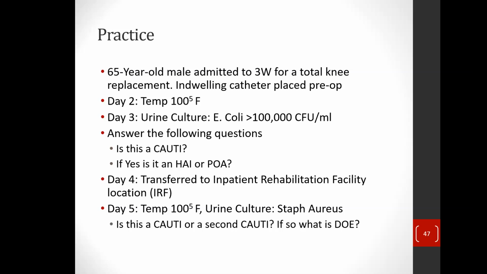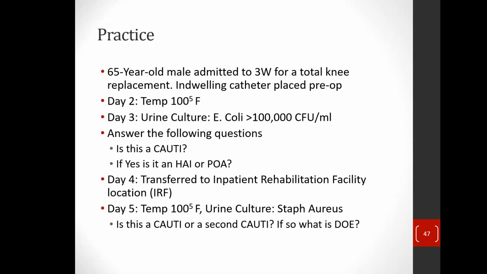Okay, first of all, they are 65 years of age, so you can use that temperature as a symptom. So that's where your date of event is going to be. You have a 14-day repeat infection time period from that date.